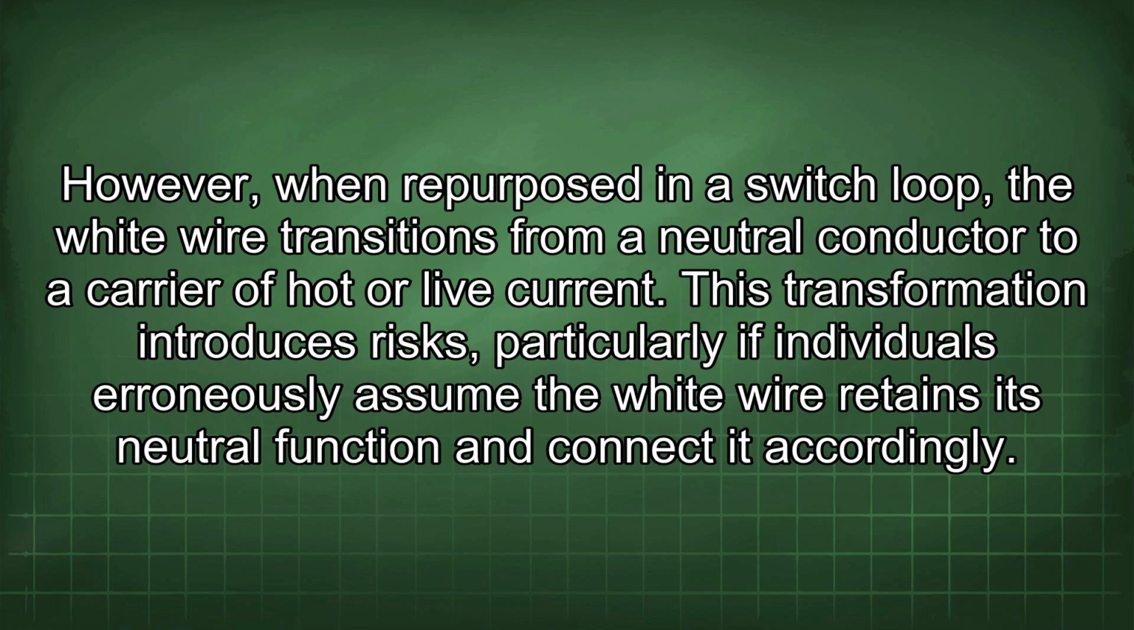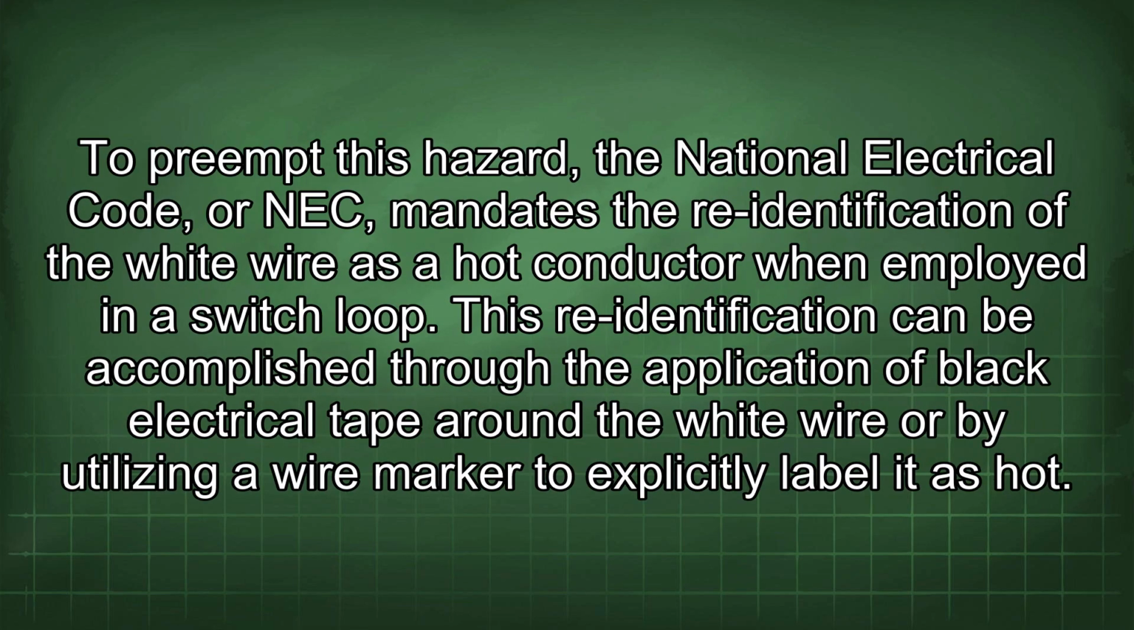This transformation introduces risks, particularly if individuals erroneously assume the white wire retains its neutral function and connect it accordingly. To preempt this hazard, the National Electrical Code, or NEC, mandates the re-identification of the white wire as a hot conductor when employed in a switch loop. This re-identification can be accomplished through the application of black electrical tape around the white wire or by utilizing a wire marker to explicitly label it as hot.